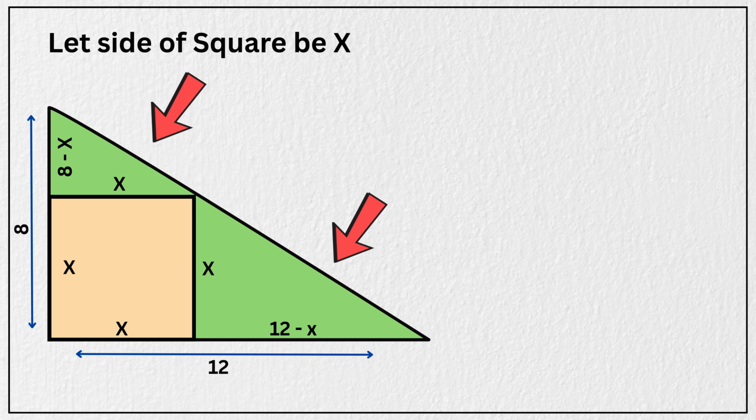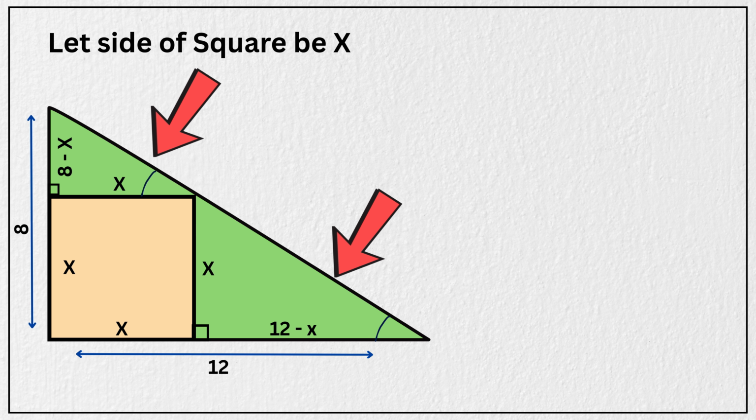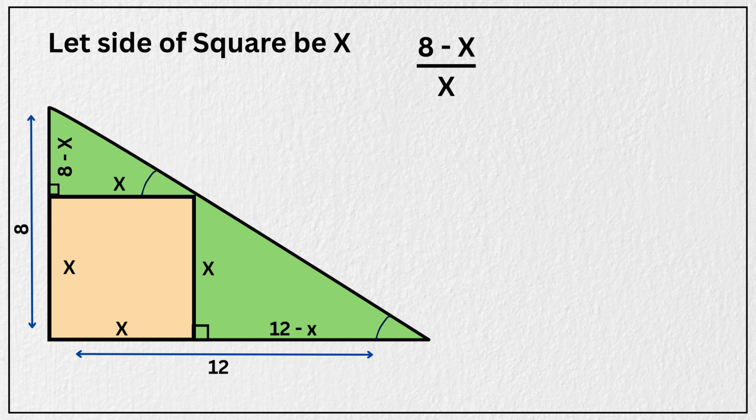Now look at these two small right triangles formed on either side of the square. Both triangles share the same angle and are right-angled, which makes them similar. Since they are similar, we can write a proportion: (8 minus x) over x is equal to x over (12 minus x).